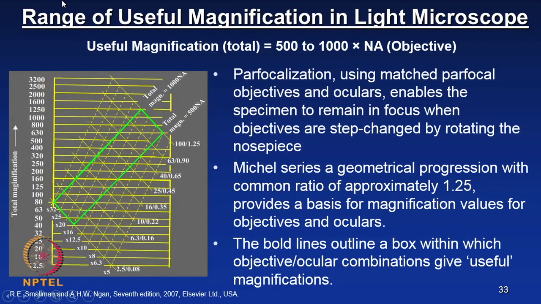The slide shows the range of useful magnification in the light microscope. As I mentioned, this is a plot of the combination of objective and ocular lenses, where the green box indicates the combination of these two that gives the useful magnification.